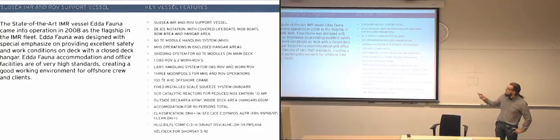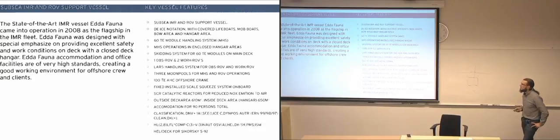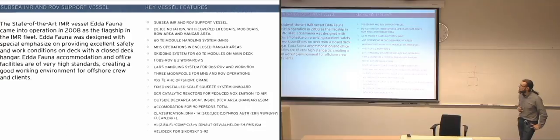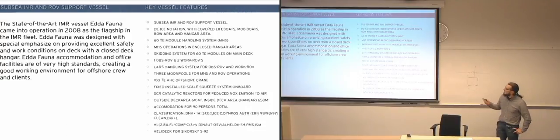So we can see some of the key vessel features here also. ROV support vessel and subsea inspection, maintenance and repairs. It has a de-ice notation. It has covered lifeboats and also a bow area and hangar area.